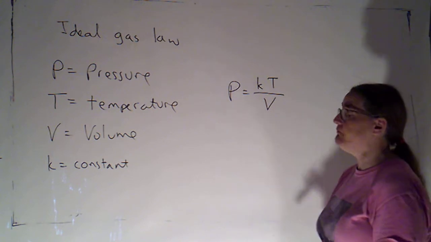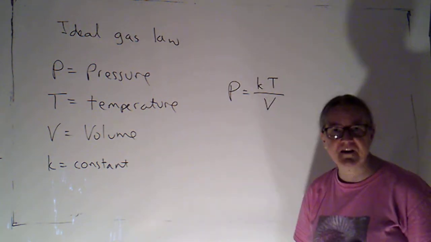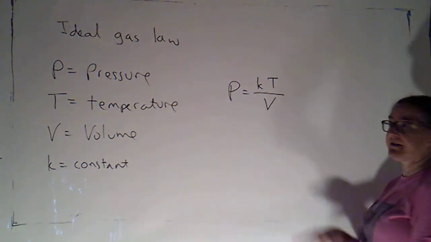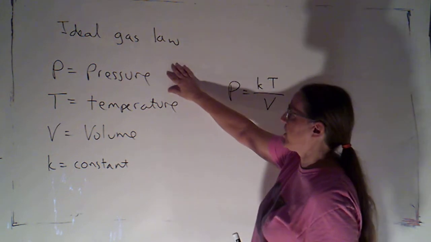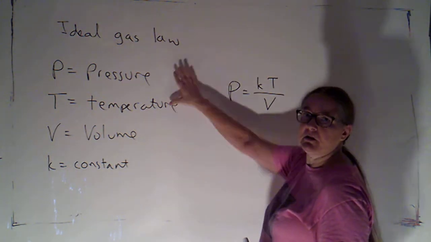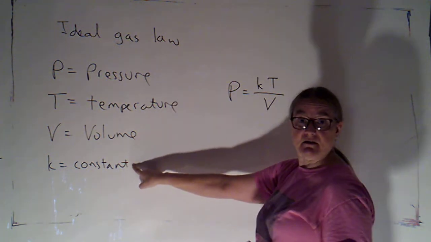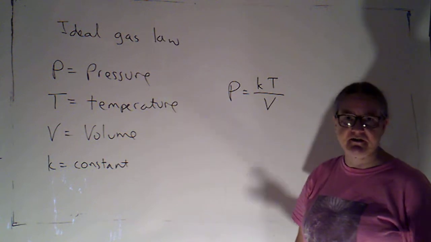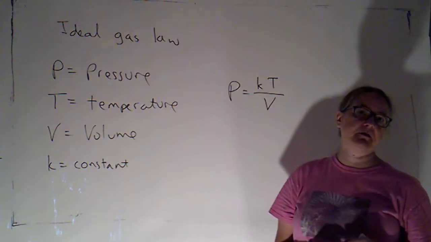I've got up on the board the ideal gas law. Some of you are going to be familiar with it, not something you're responsible for in and of itself. The formula would be given. But here, P stands for pressure, T stands for temperature, and V stands for volume. All of these are properties of a gas. K is going to be a constant, and different gases will have different constants, but if I'm studying one particular gas, there will be a constant associated with that gas.